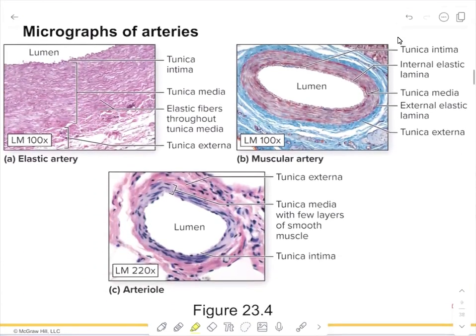This slide is showing you some micrographs of arteries. Notice that for the elastic artery, we have a very thick tunica media. For the muscular artery, we also have a tunica media, but it's not as thick as in the elastic artery. And then finally, for the arteriole, you can see how the tunica media only has a few layers of smooth muscle.